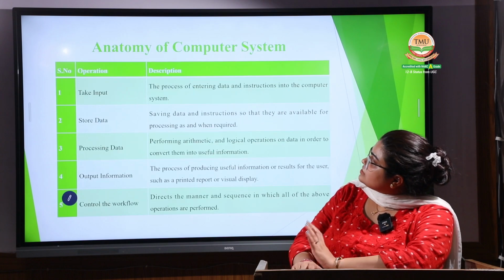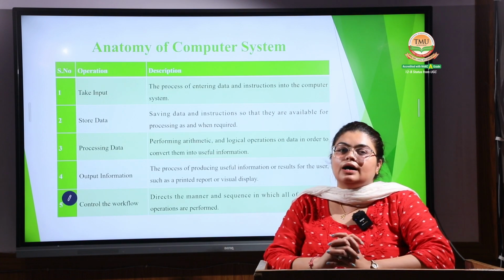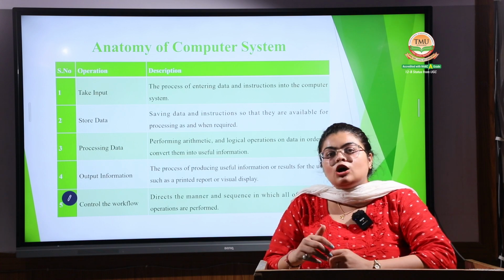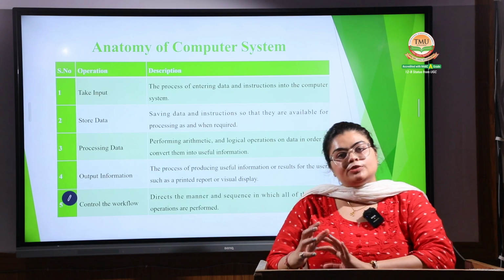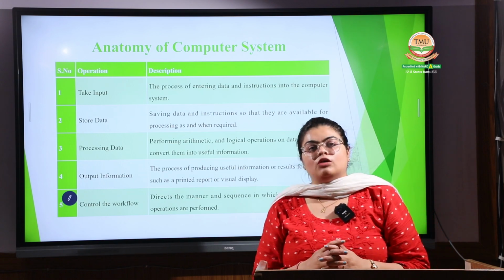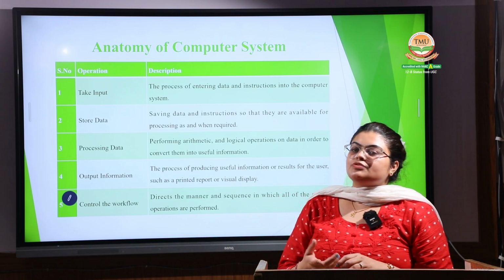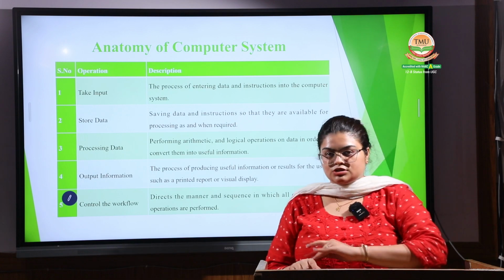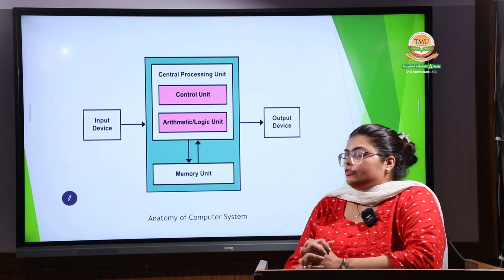Now moving towards the anatomy of computer. Anatomy is considered as a basic organization of a computer system, we can say. How a computer system is organized in a form, or we can say the structure of the computer system, or in other terms we can say the anatomy of the computer system. So basically, this is the proper anatomy of a computer system.